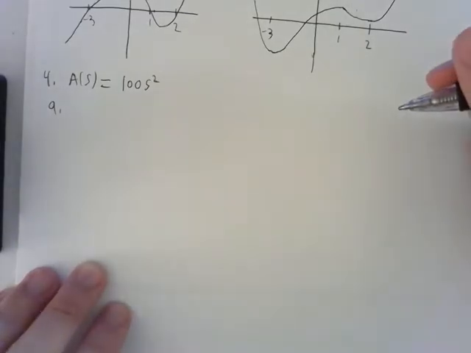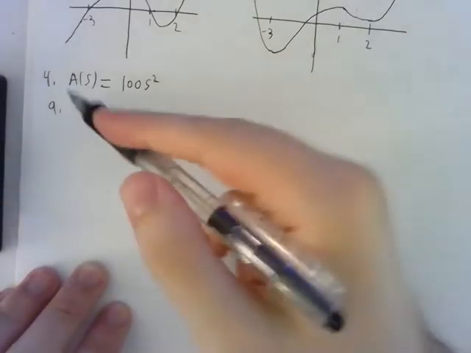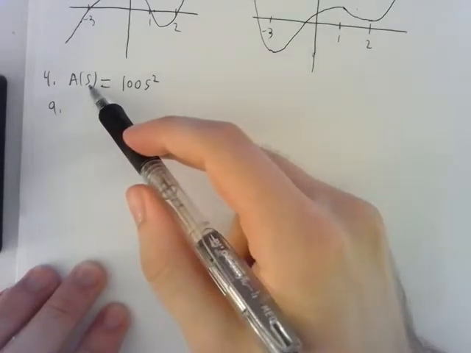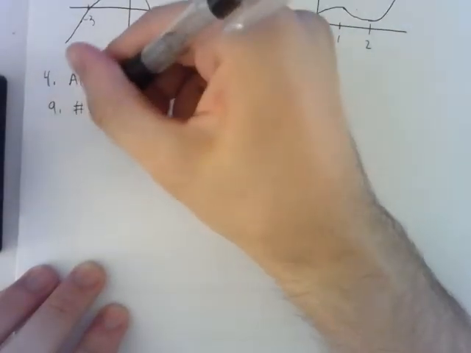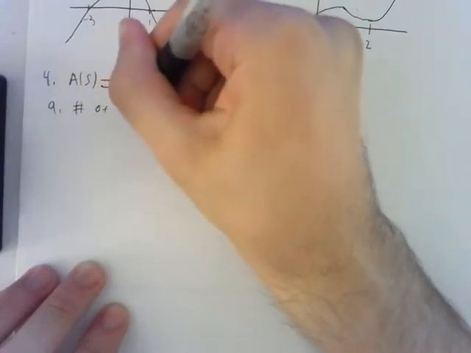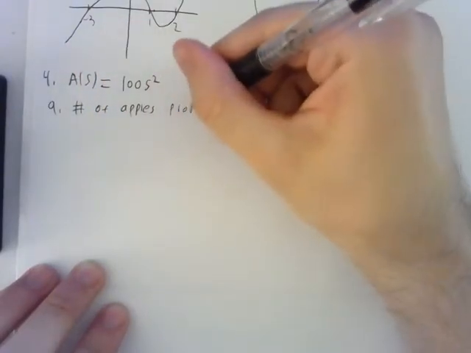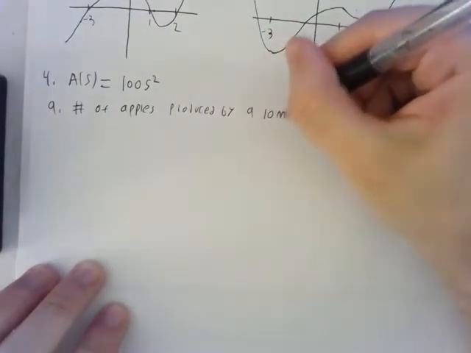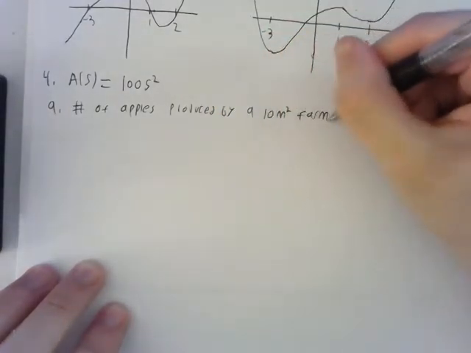So in part A, we're asked to explain what's the meaning of A of 10. Well, A is just the number of apples produced by a farm of the given size. So if S is 10, that means that A of 10 is the number of apples produced by a 10 meter squared farm.